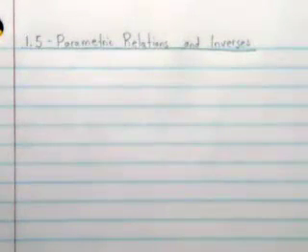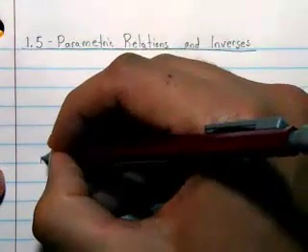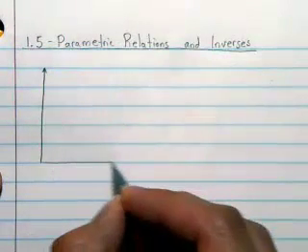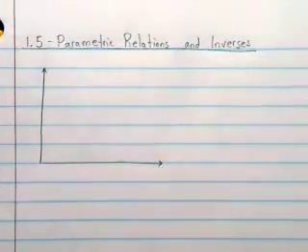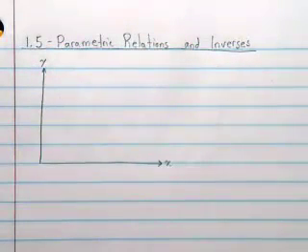Okay. We're going to talk about parametric relations and inverses today. Like I said, we're just going to focus on the parametric relations here to begin with. And I want you guys to consider a situation here for me. Let's say plane. Sketch out the path that an object is going to be moving at.